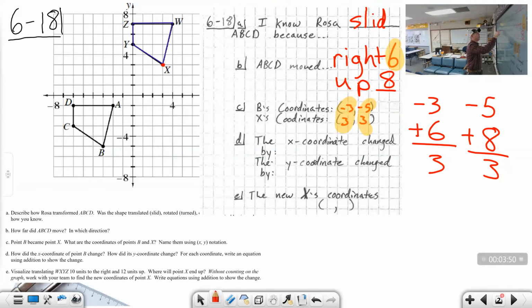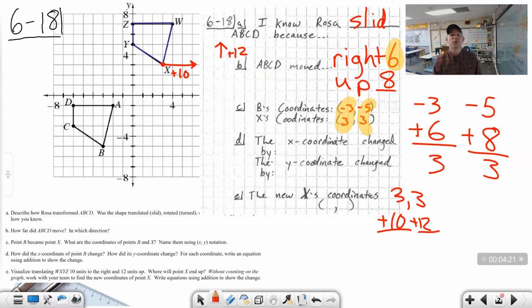So if on this coordinate grid X is slid to the right 10 and then goes up 12, where would that coordinate land? Well, if it started at 3, 3 and you add 10 to the X coordinate and add 12 to the Y coordinate, write down your new coordinates. All we need to do is pay attention to what's happening in the math, and then we can predict really large numbers.